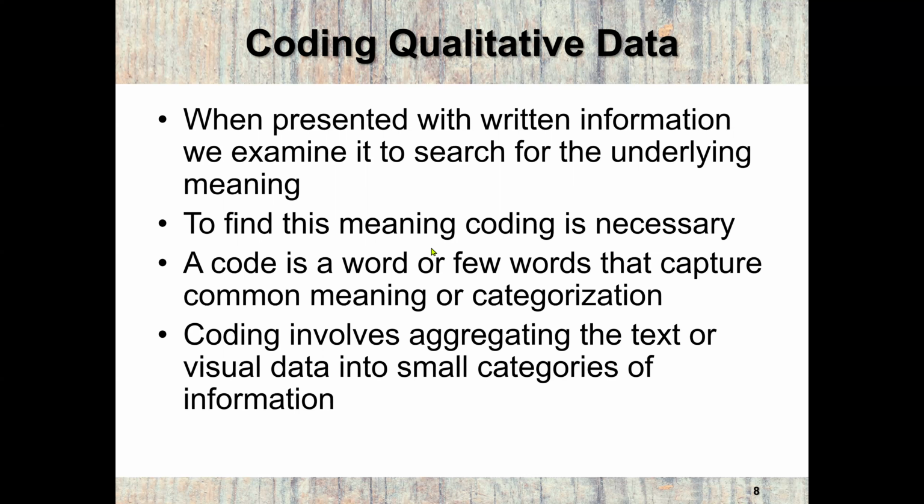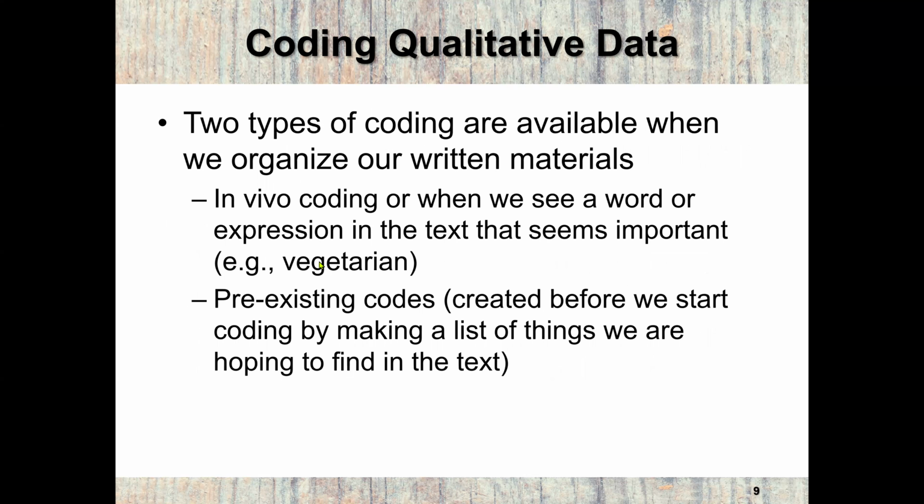To do this, coding is also necessary. A code is just a word or a few words that capture the common meaning or categorization. Coding can also involve aggregating text or visual data into small categories of information. We have two types of coding available. The first one is in vivo coding, used when we see a word or expression in a text that seems important. An example can be "vegetarian".